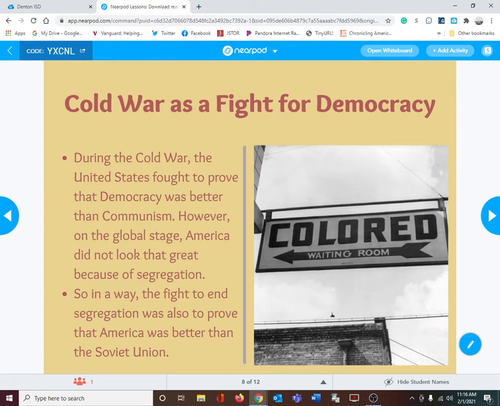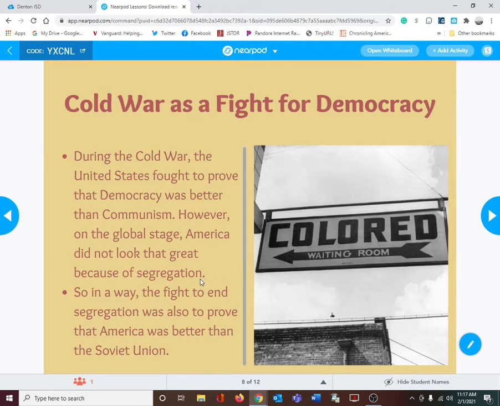And the United States wanted to prove that it was better than the Soviet Union. However, that's really difficult to prove when you have a system of segregation where people are placed as second class citizens just because of the color of their skin. So, as you can see here, America did not look great to many nations because of this policy of Jim Crow laws and segregation. So, to really prove that America was a good nation, that it was better than the Soviet Union, they needed to step up and end these policies of segregation.